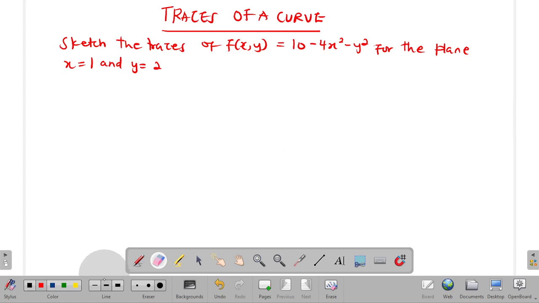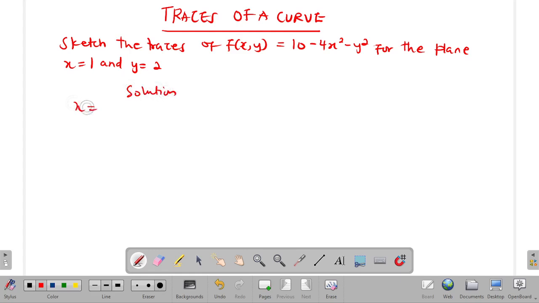So the problem says: sketch the traces of the function f of x, y given as 10 minus 4x squared minus y squared, for the planes x equals 1 and y equals 2. We've been given two planes, which are similarly two knives of different structure and shape. And we are supposed to cut through this surface and see what function we get. And here we are supposed to sketch it. Okay, so solution. Our first plane will come.